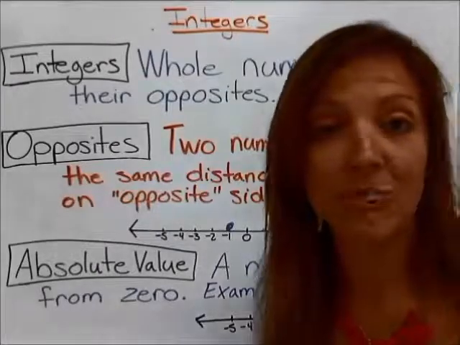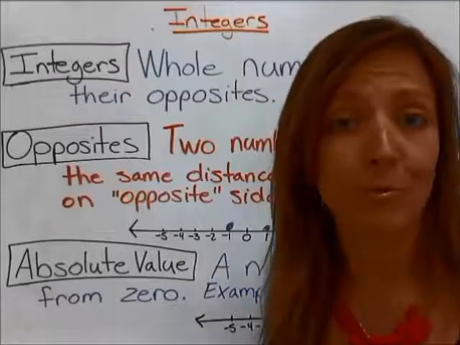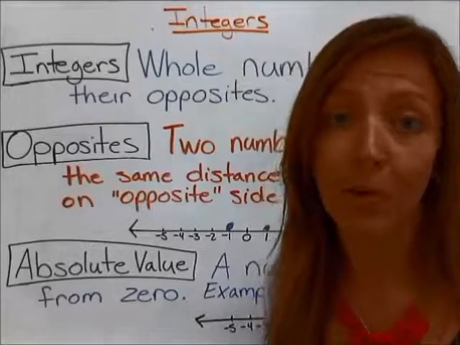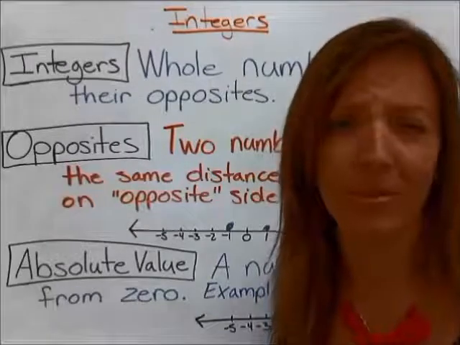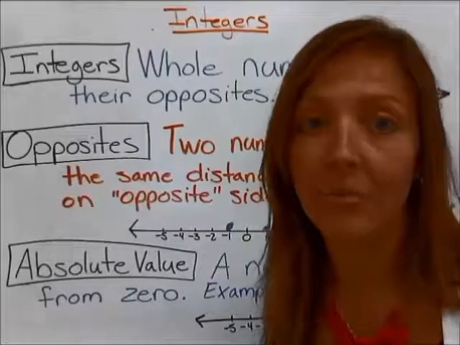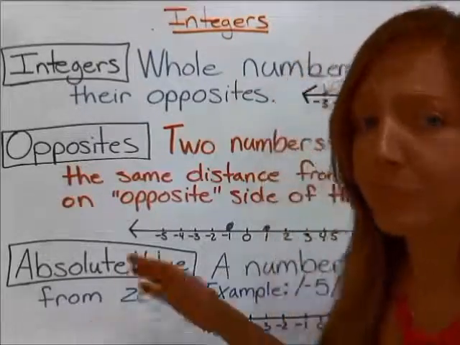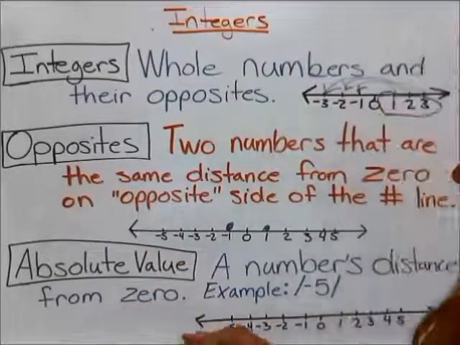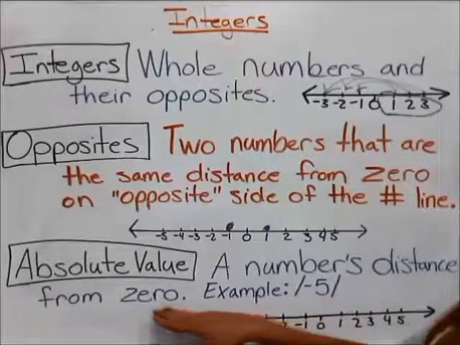Well, what about 0? 0 is neither positive nor negative. It is a whole number, but 0 is neither a positive number or a negative number. It doesn't have an opposite to it because there's not a negative version of it. Or an absolute value. Absolute value is a number's distance from 0.